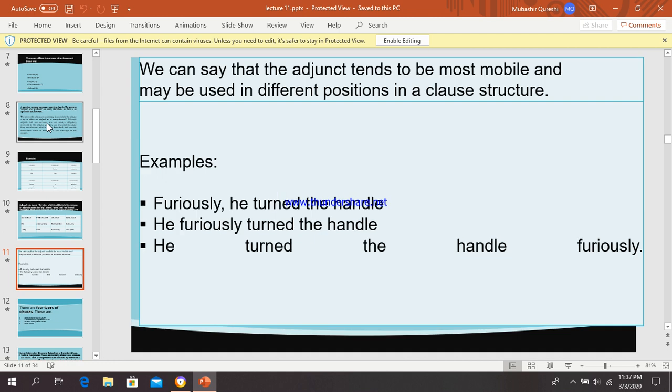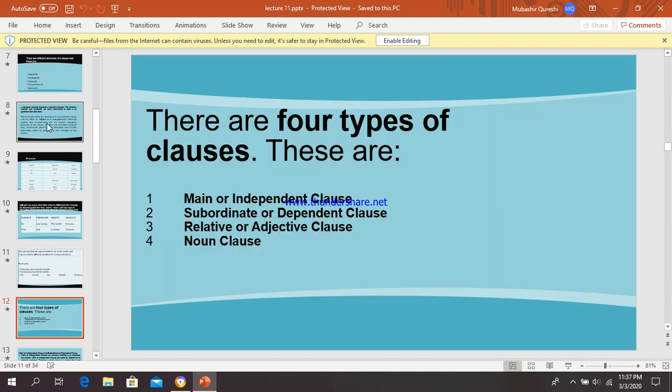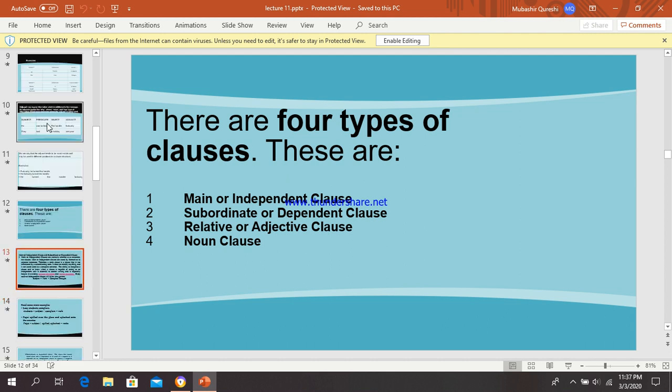Then we can say that the adjunct tends to be most mobile and may be used in different positions in a clause structure. It can come in the beginning or maybe after the subject or maybe in the end. There are 4 types of clauses. These are main or independent clause, subordinate or dependent clause, relative or adjective clause, noun clause.